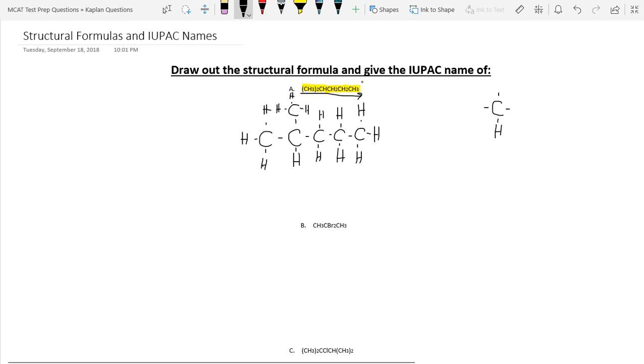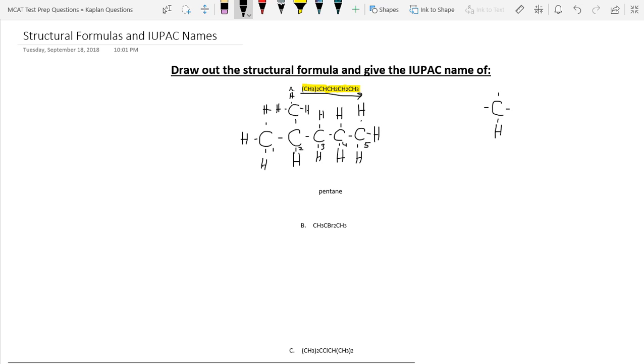So now I see that my longest chain has 5 carbons. So when I'm doing the IUPAC name, pent is the root that I'm going to use. So this is going to be a pentane. We do lowercase there. Pentane. And just to show you, that's 1, 2, 3, 4, 5.